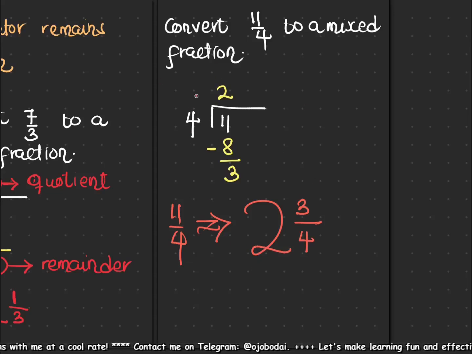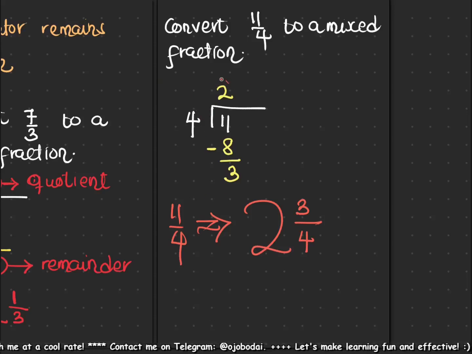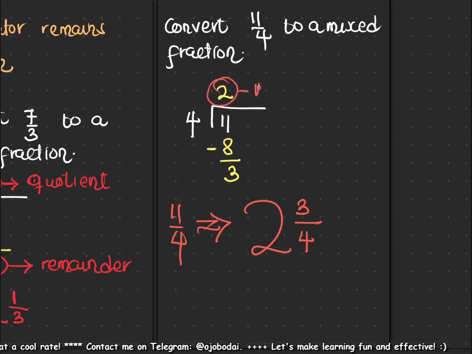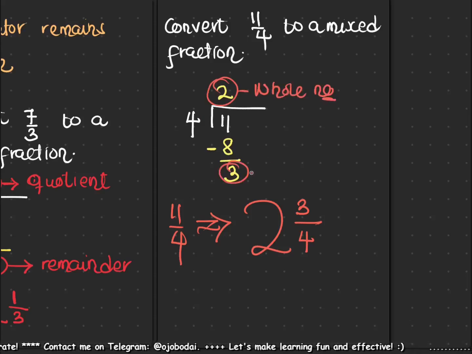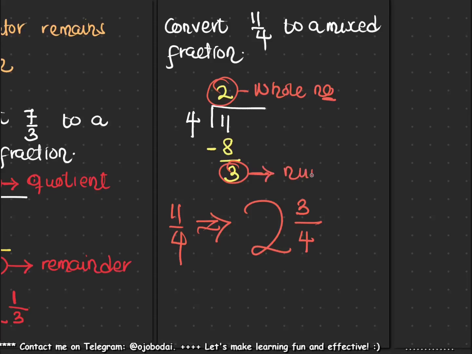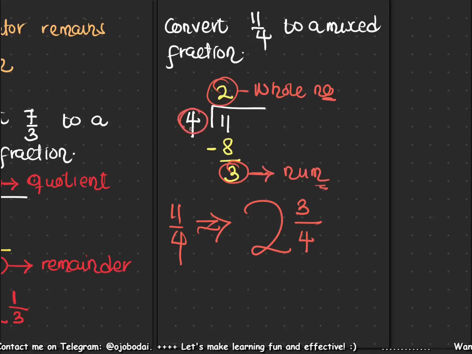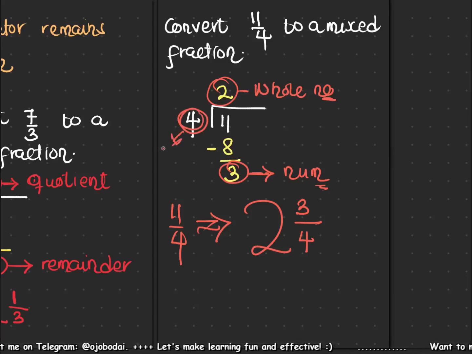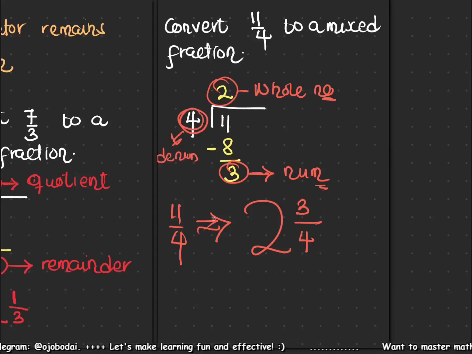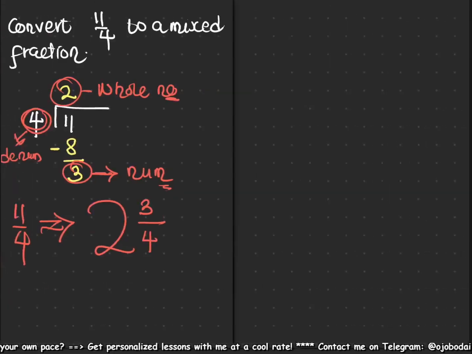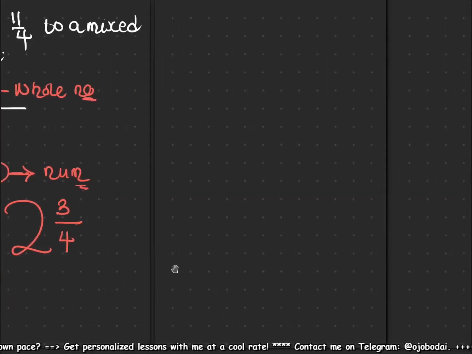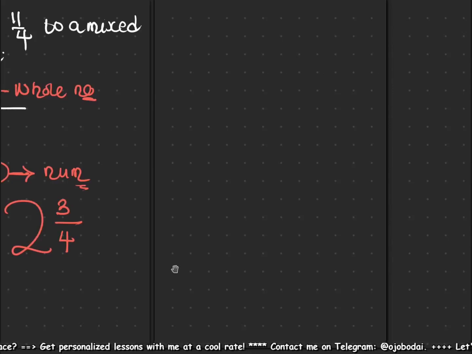Once again, we divide, then our quotient becomes the whole number. The remainder becomes the new numerator, and the divisor becomes your denominator. And that gives us 2 whole number, 3 over 4. So let's try one last example, after which I'll give some exercises to try. And then we move to converting mixed fractions to improper fractions.